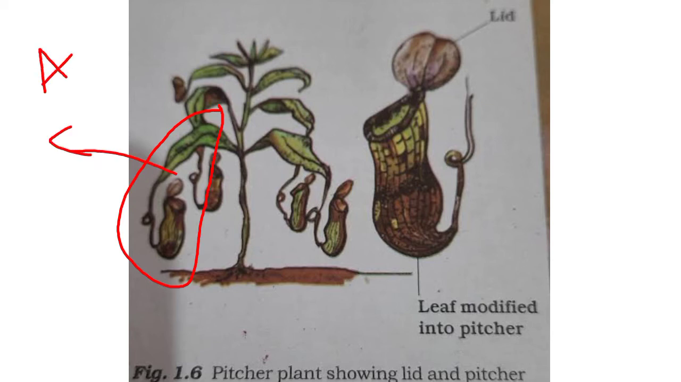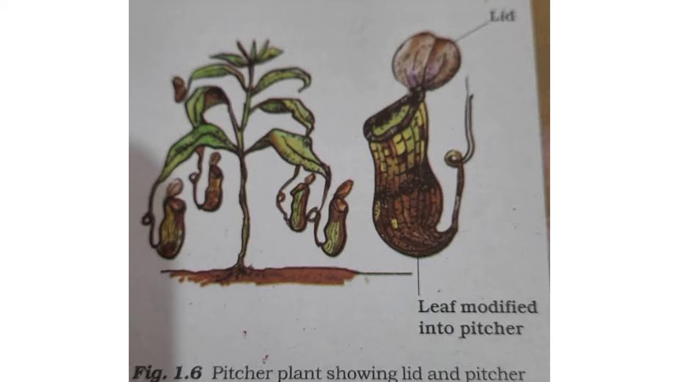The apex of the leaf, you can see the apex of the leaves, it forms a lid. Okay, closing and opening. Understood? See, the lid is used for closing and opening of that jug-like structure, that sack. Understood? This sac is a very deep cavity. It contains small hair-like projections directed downwards.